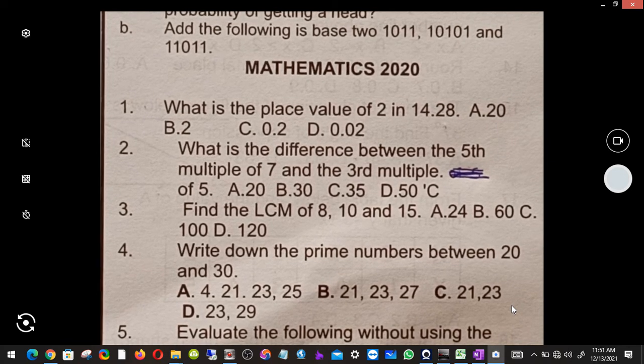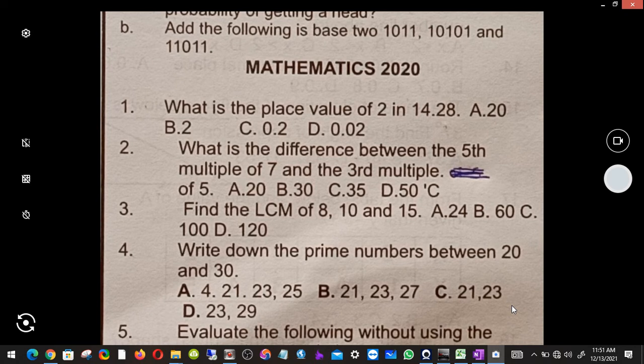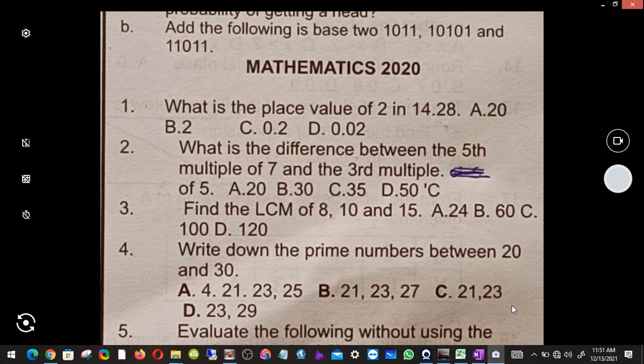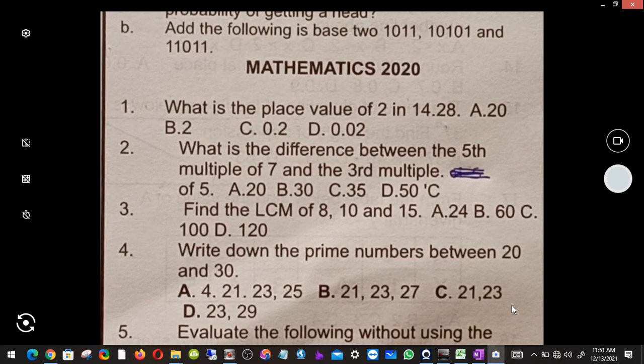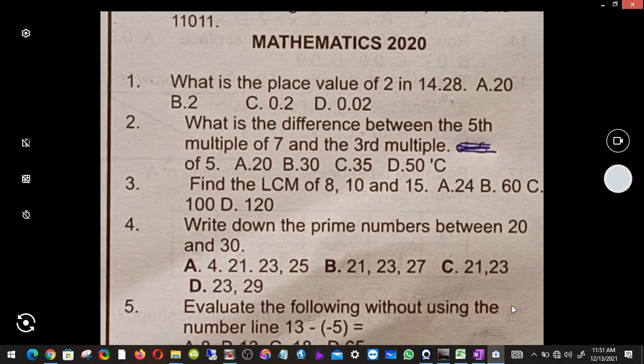So tenth position is 2 over 10, right? Yes. The place value of 2 here is 2 over 10, and that gives us what? 0.2. Option C. So the place value of 2 in this is 0.2. Okay? Option C.